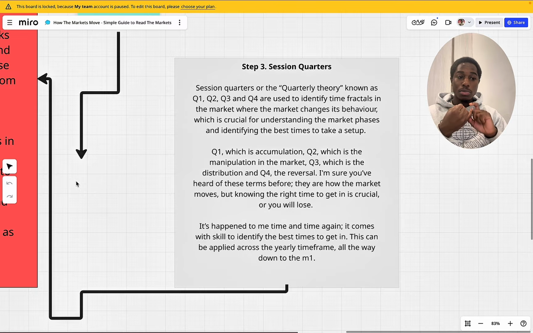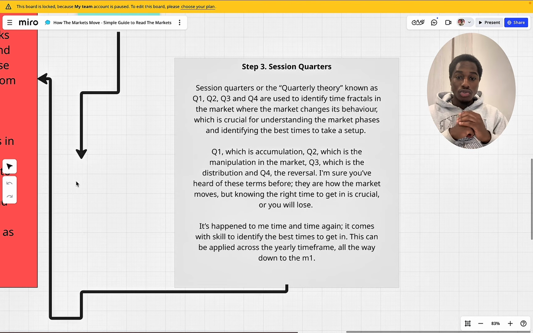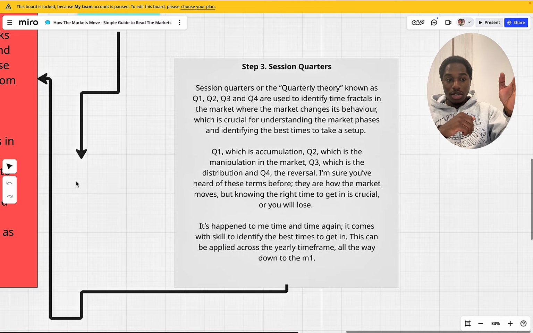Now, Q2, which is the manipulation in the market. This is the big move that the banks and the institutions give. That big pump in the market. This is the one that tricks retail into thinking that price is either going higher or going lower, which is why it's called the manipulation, because everyone's getting manipulated. It's quite simple.